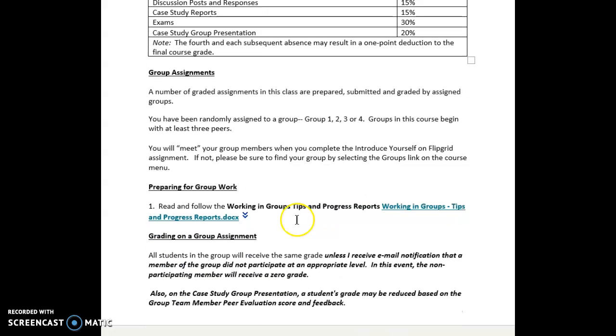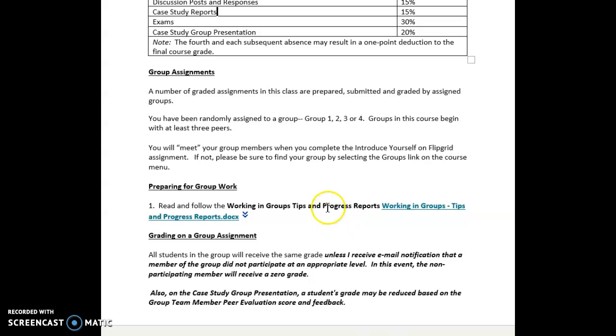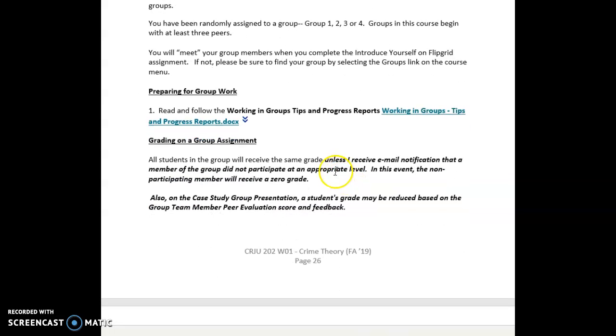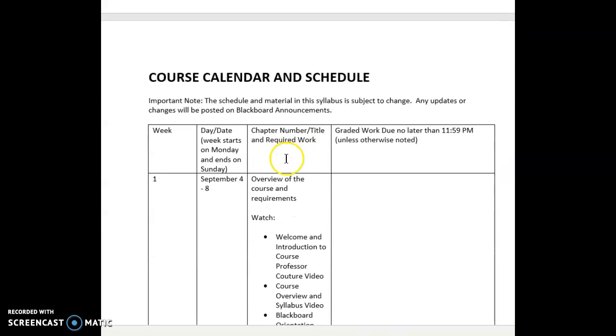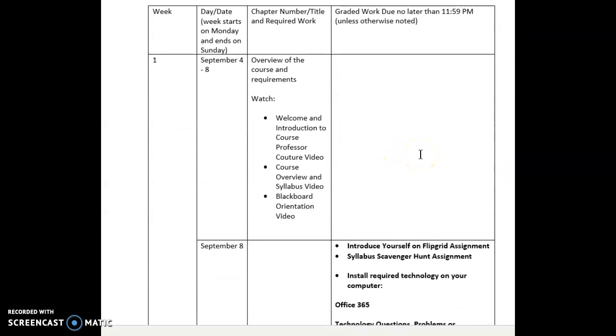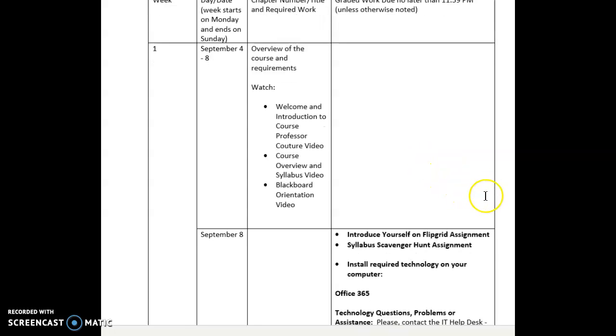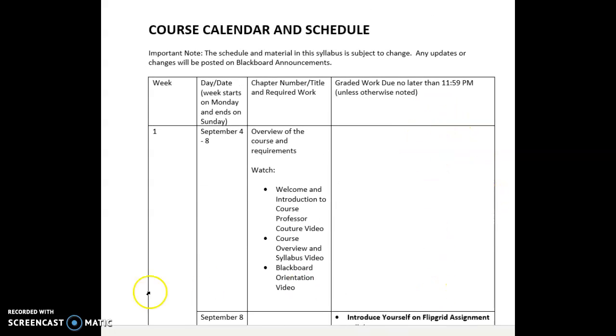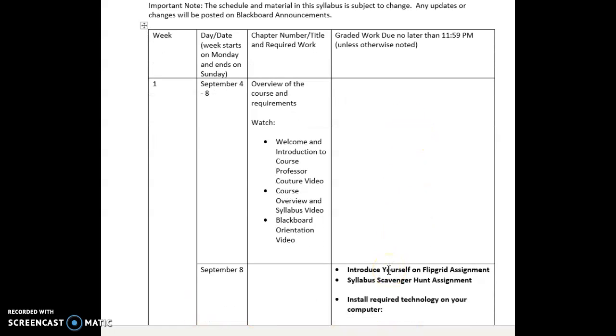A number of assignments in this course are group assignments. You have been assigned to a group, 1, 2, 3, or 4. Groups start with, I think we're at 4 students in all groups at this point. If someone drops the course or drops out, your group might go down to 3. What's due when? This is where you will know on the date listed in the middle column what is due, listed following the bullet point in the far right-hand column.